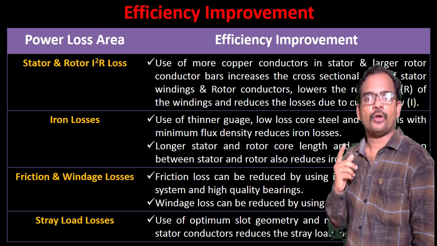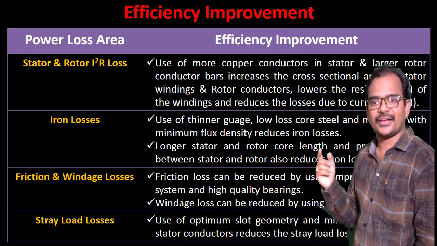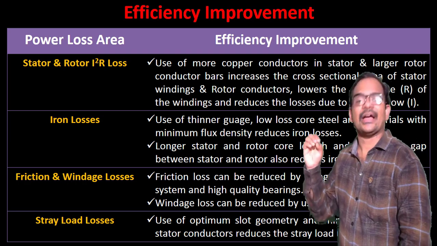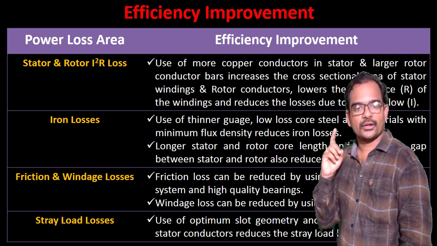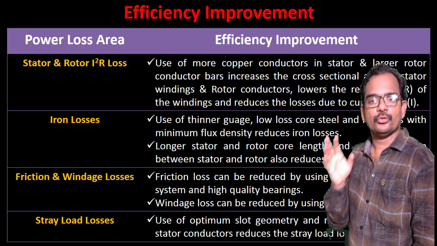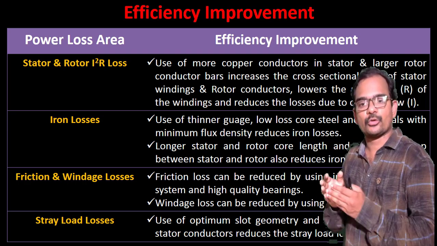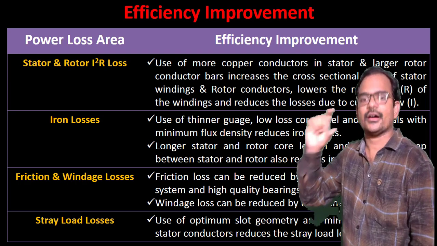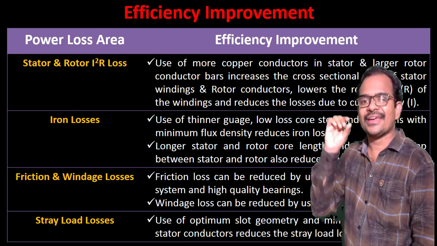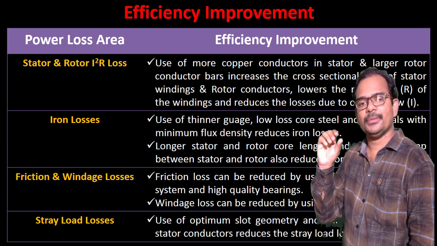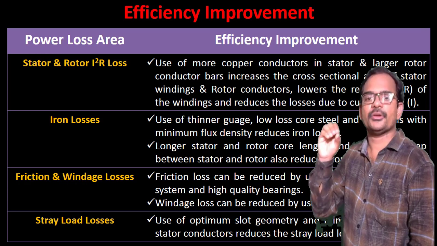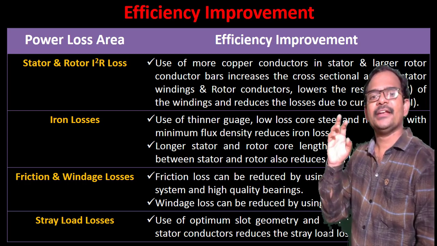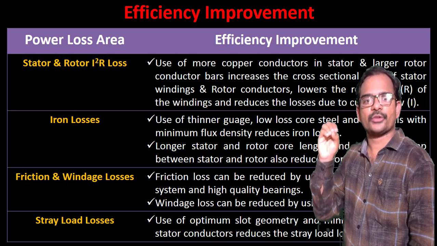And one more way to decrease the iron losses is use of longer stator and rotor core length. At the same time, there should be a precise air gap between stator and rotor. When you do these two design things, then the motor efficiency will be improved because of reduction in the iron losses. Fine. So what are the material properties that we need to do in order to reduce the iron losses?